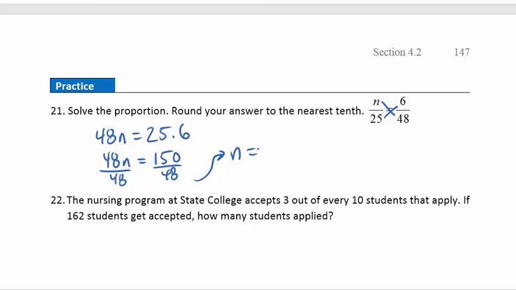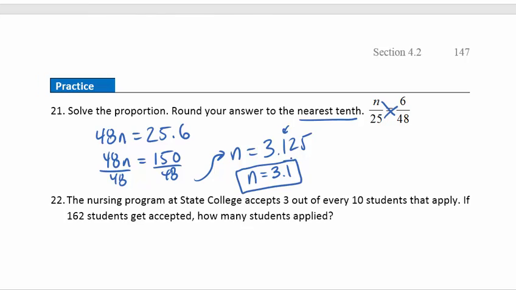Let's see, n is then going to be equal to, all right, we divide by 48, and we get this as our answer, 3.125. Now they want us to round this answer to the nearest tenth, which is this place value right there. So in this case, that's just going to be n is equal to 3.1.